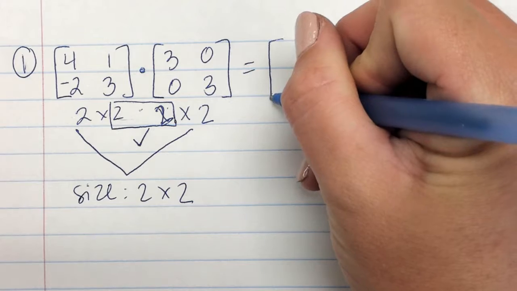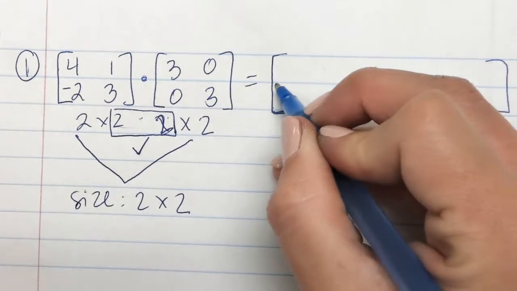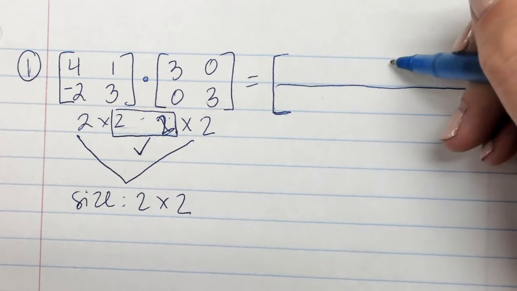I want you to make a 2 by 2, but make it big. Like this big. And go ahead and break it up into the 4 different spaces that we'll have.